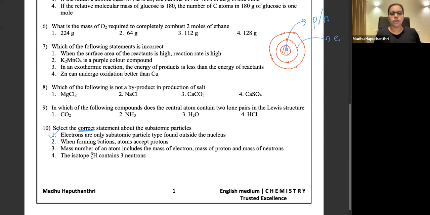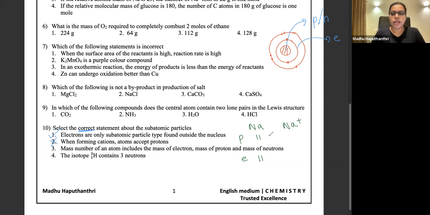Next one: when forming cations, atoms accept protons. Wrong. When forming cations, what happens is electrons are released. For example, we'll take sodium and sodium plus. The number of protons in sodium is 11. The number of electrons in sodium is 11. So their proton and electron counts are the same. Why are they the same? Sodium's proton count and electron count are the same. What is the reason?